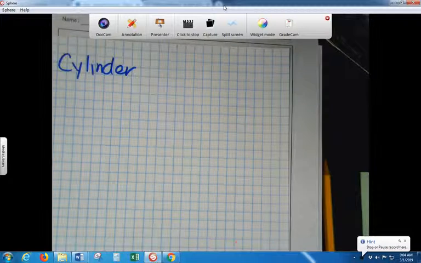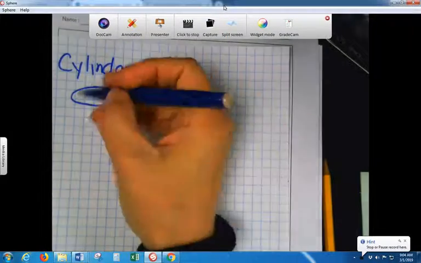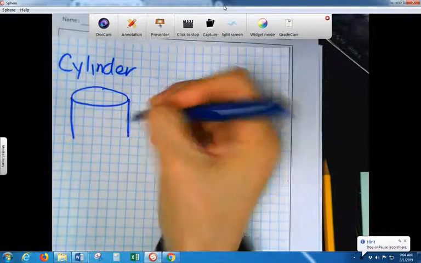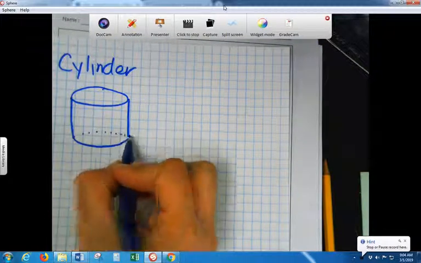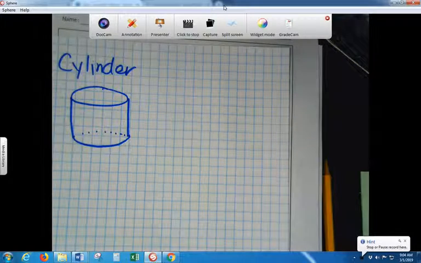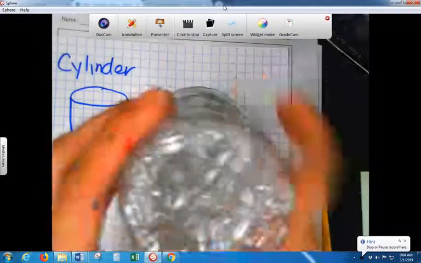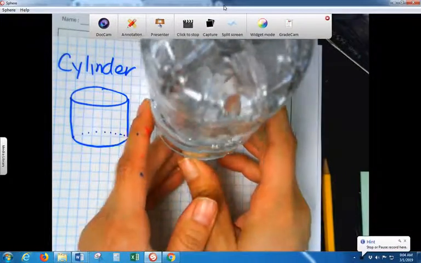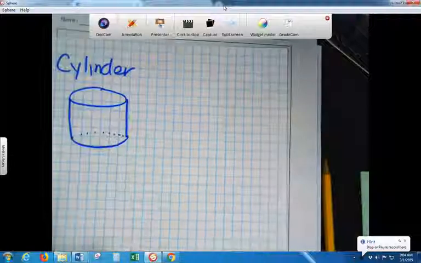What kind of shapes are in a cylinder? Circle. Another circle. Oval. Wait, no. Cylinder. So here's my water bottle, right? It has a circle on top and a circle on the bottom, right? But what shape is this part, this round part? Round.